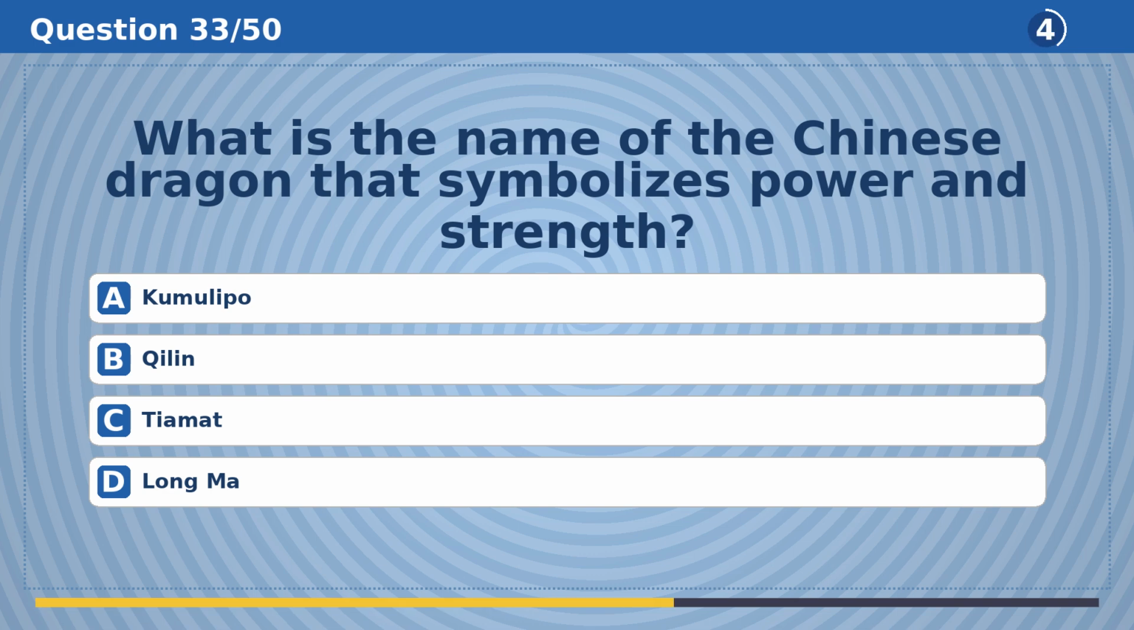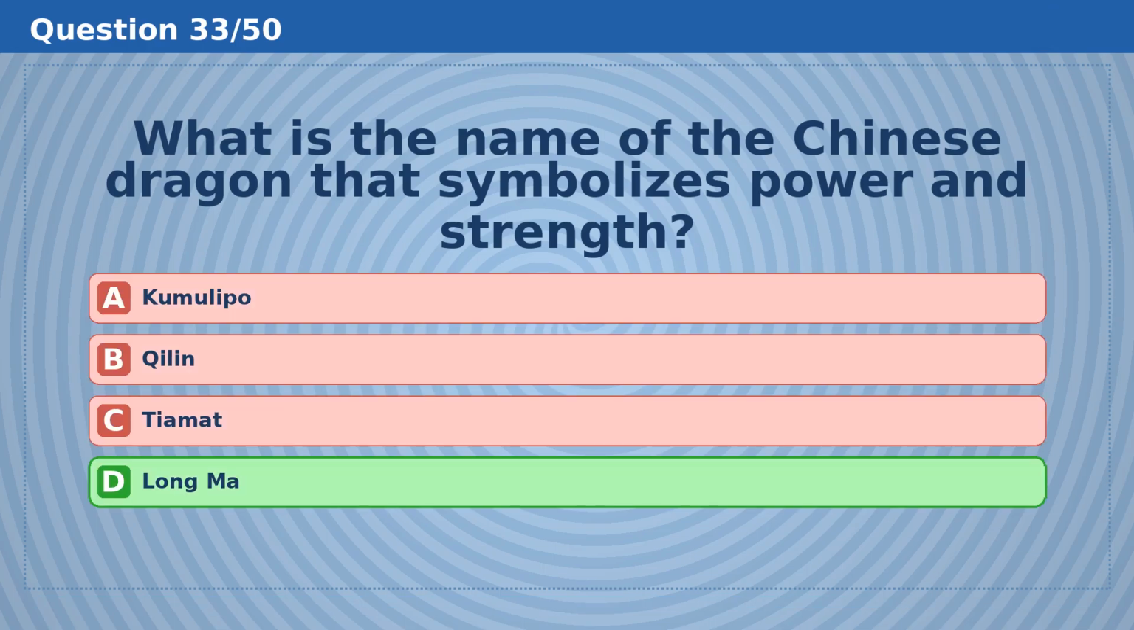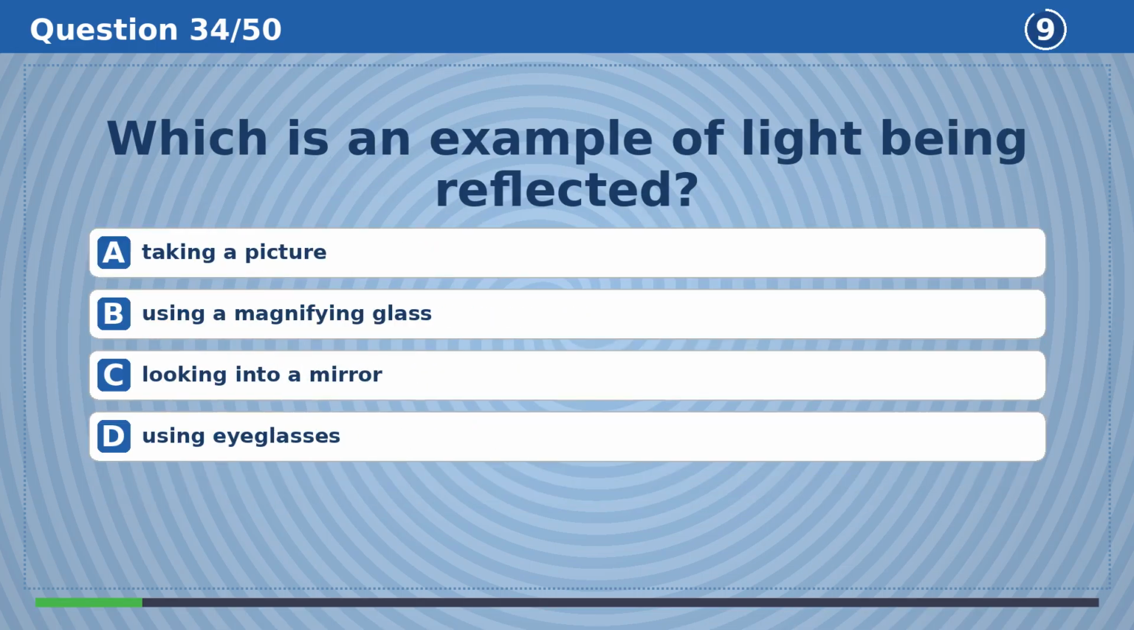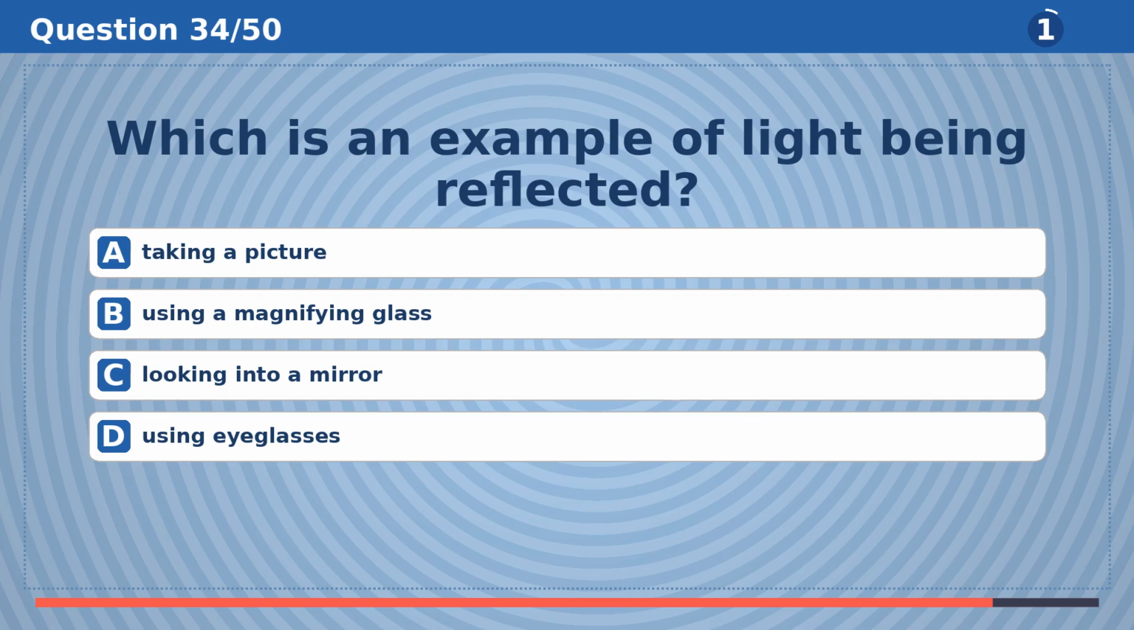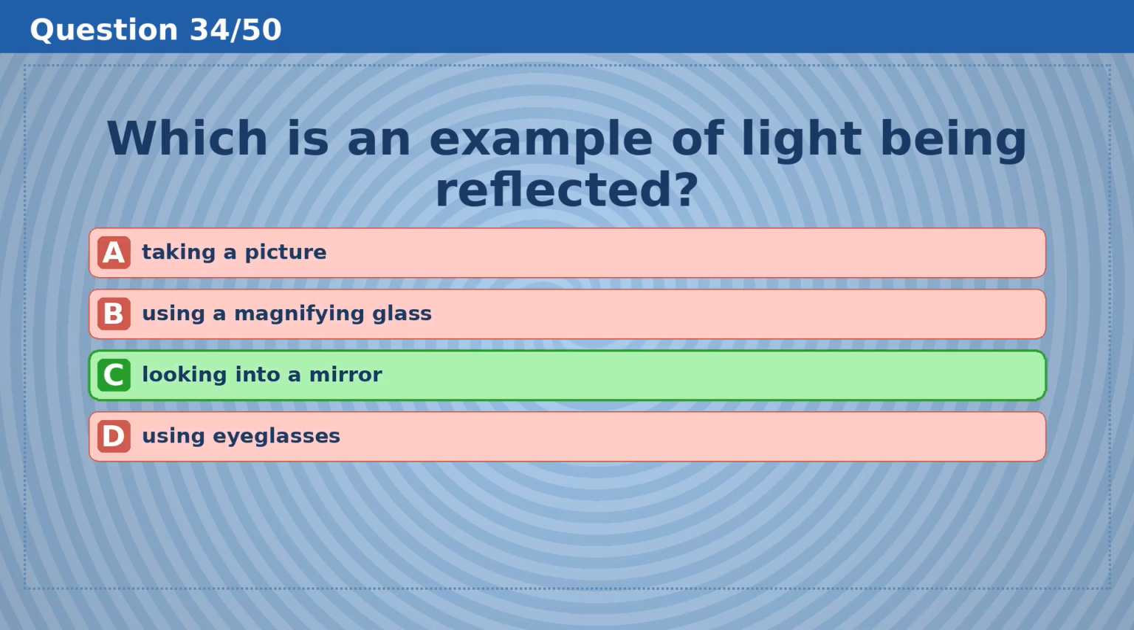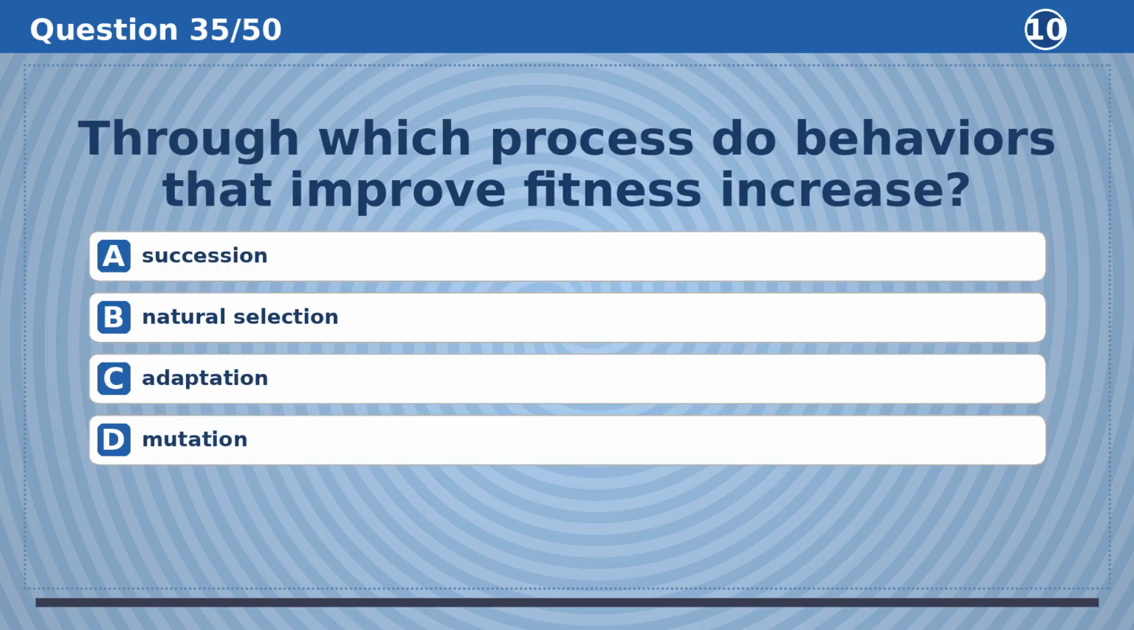What is the name of the Chinese dragon that symbolizes power and strength? The answer is D. Long Ma. Which is an example of light being reflected? The answer is C. Looking into a mirror.